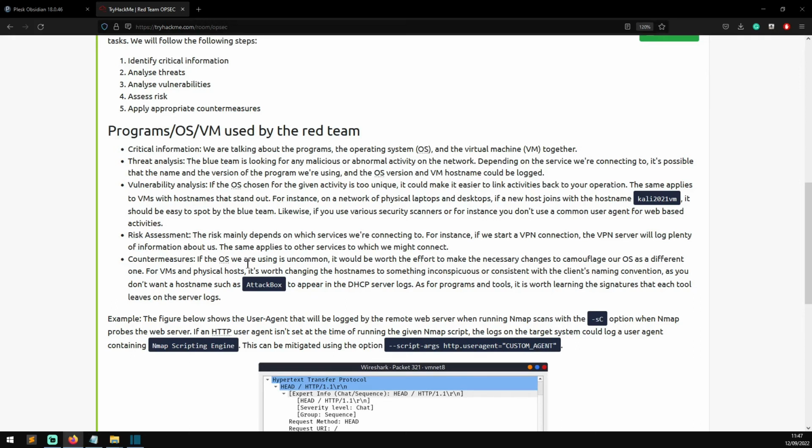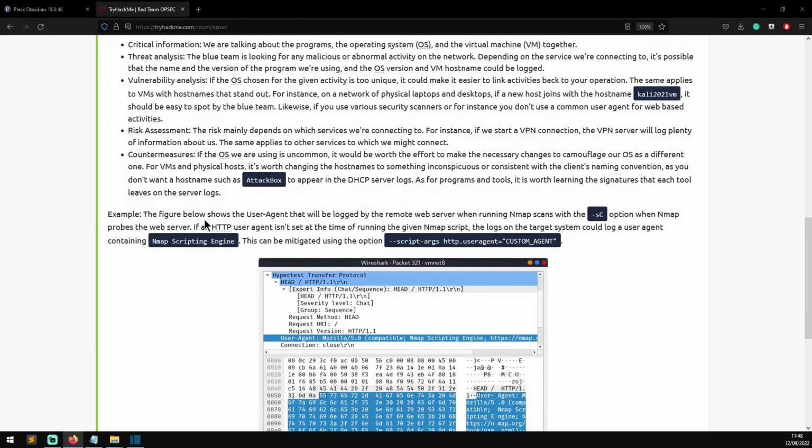Countermeasures. If the OS we're using is uncommon, it would be worth making efforts to camouflage our operating system as a different one. For VMs and physical hosts, it would be worth changing the host names to something inconspicuous or consistent with the client's naming convention, as you don't want host names such as attackbox to appear in DHCP server logs. As for programs and tools, it's worth learning the signatures that each tool leaves on the server. For example, the figure below shows a user agent that will be logged by a remote server when running Nmap scans with the -sC option when Nmap probes the web server.